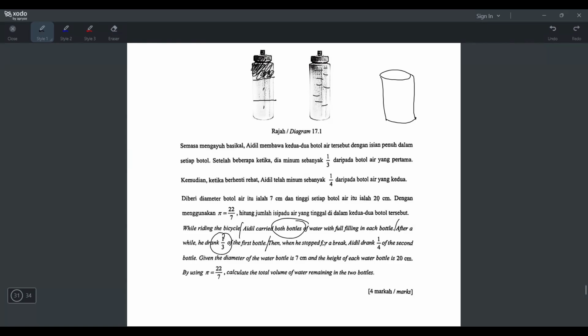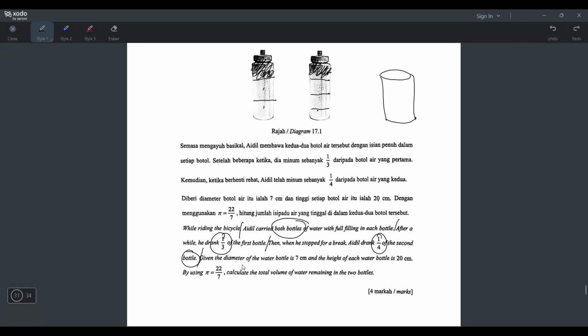And then when he stopped for a break again, Ideal drank 1/4 from the second bottle. So 1/4. So I have to cut my bottle into 4 portions. So I'll just draw 4 equal portions, roughly the same size. And this time he drank 1/4 from the second bottle. So he drank the first one, until here. So the remaining is 3/4 here. Okay, so the second bottle, you are only left with 3/4.